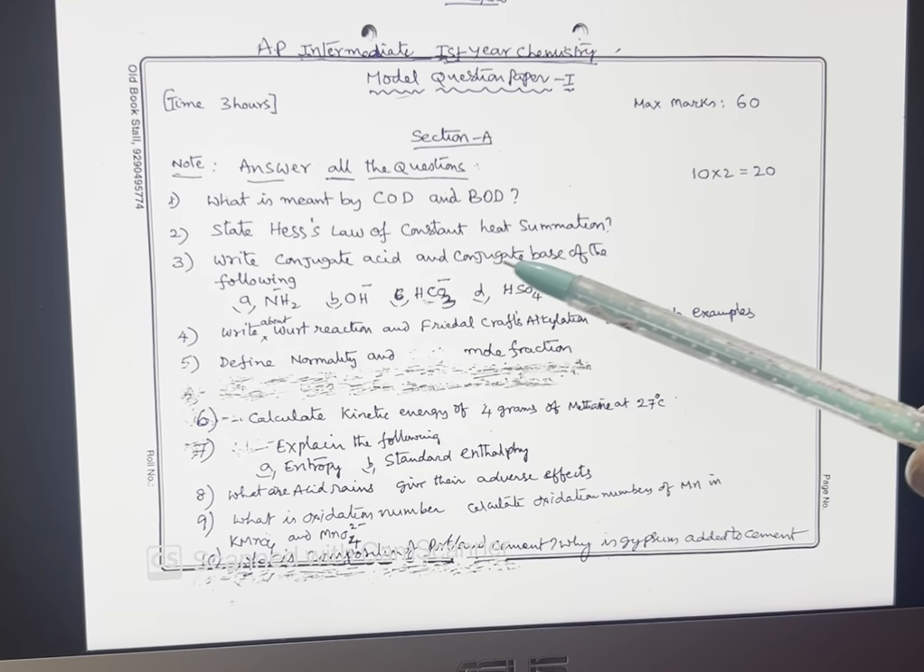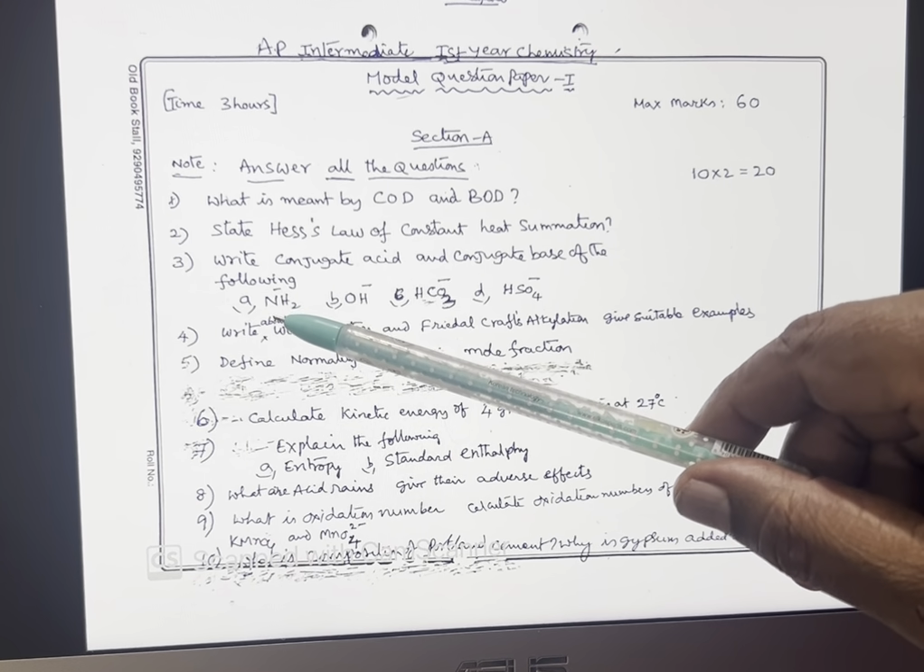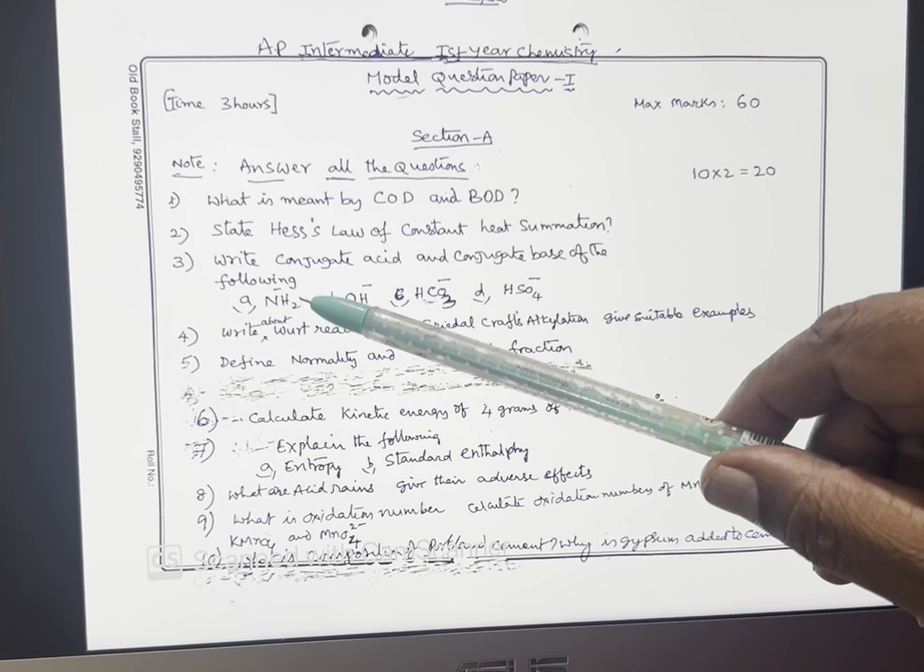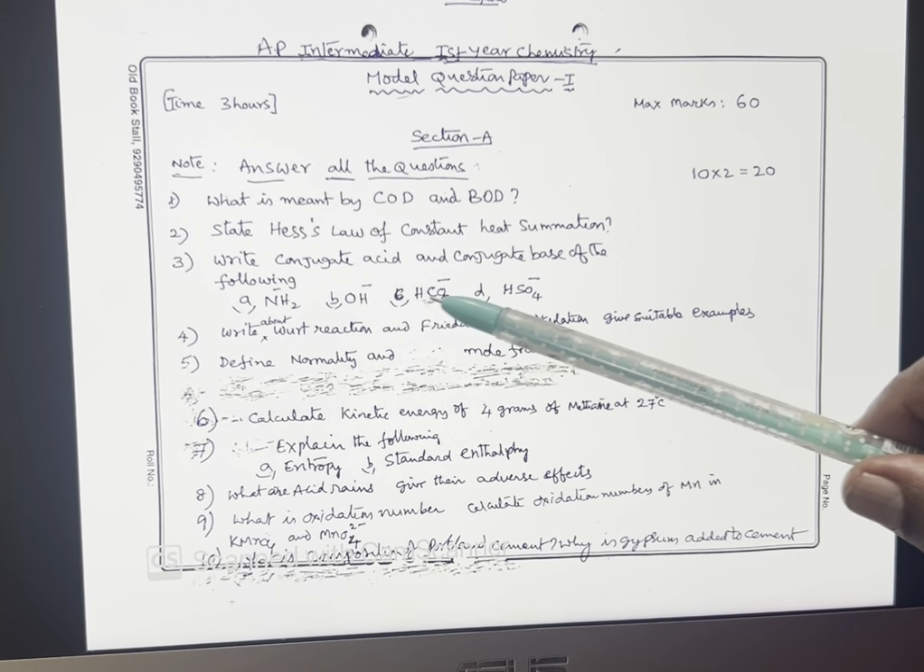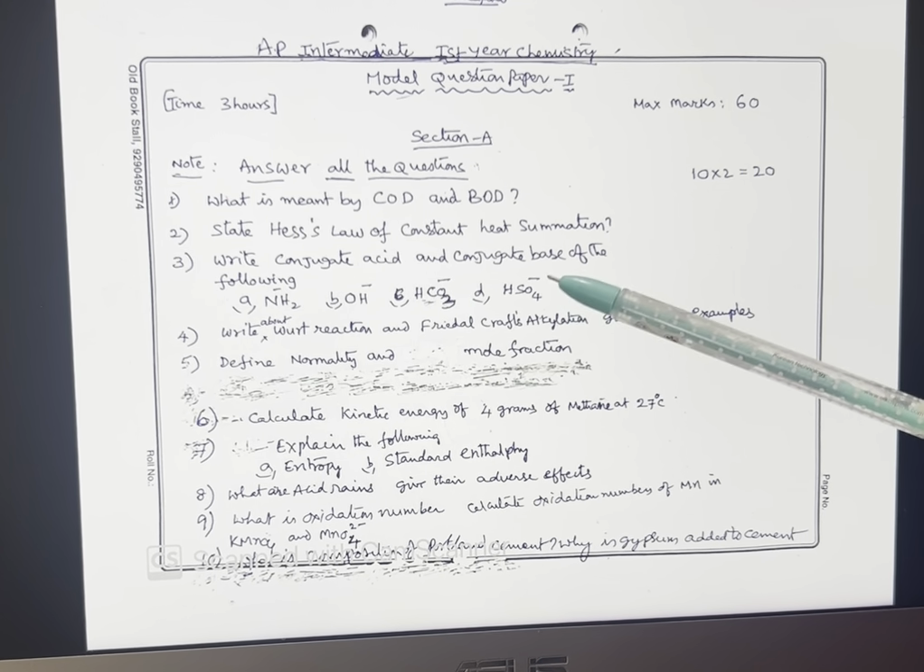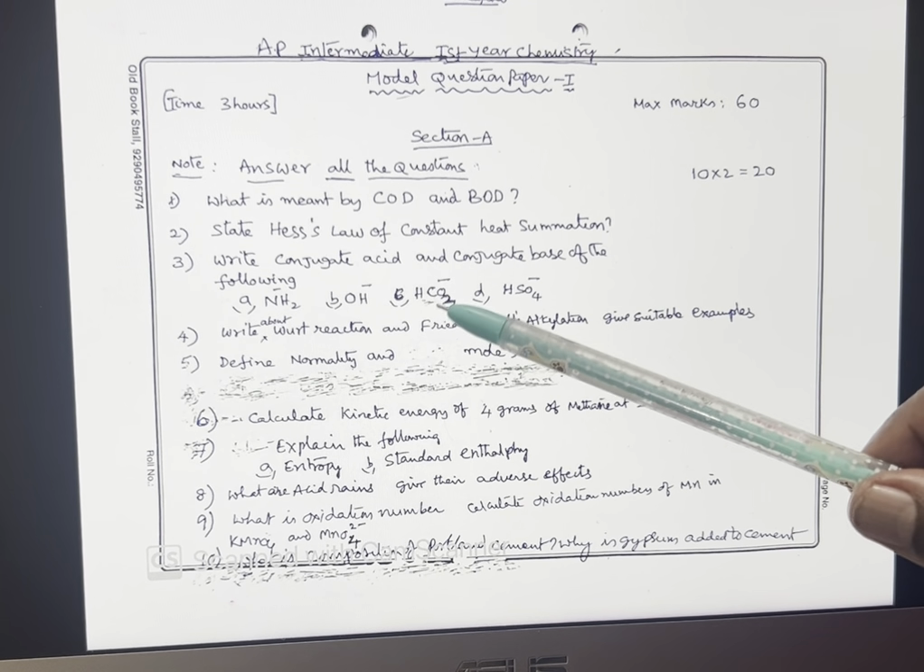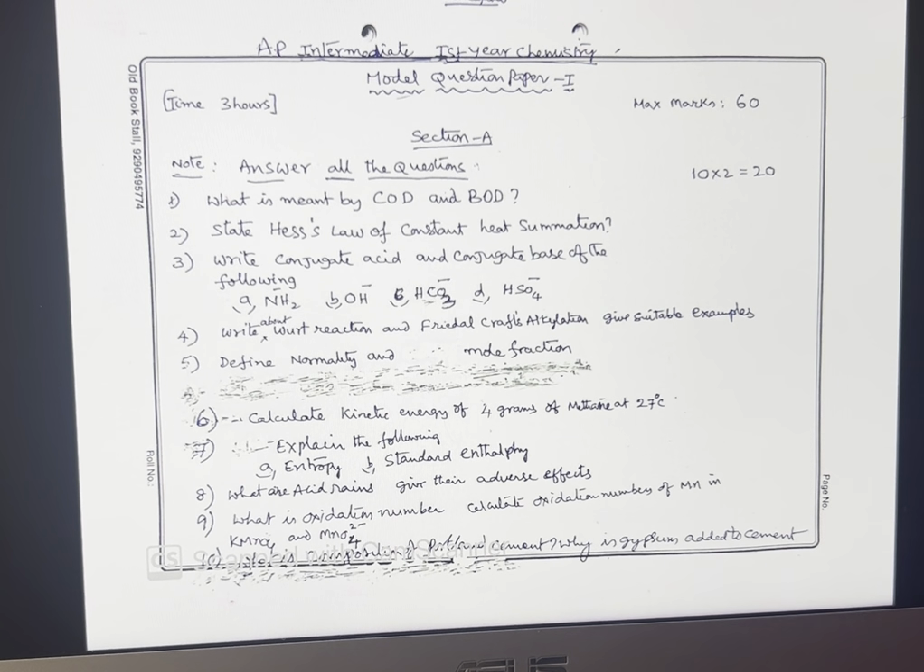Write conjugate acid and conjugate base of the following. NH2 minus, you have to write conjugate acid and conjugate base for this. Similarly, OH minus, HCO3 minus, HSO4 minus. You have to write both conjugate acid and conjugate base for these.